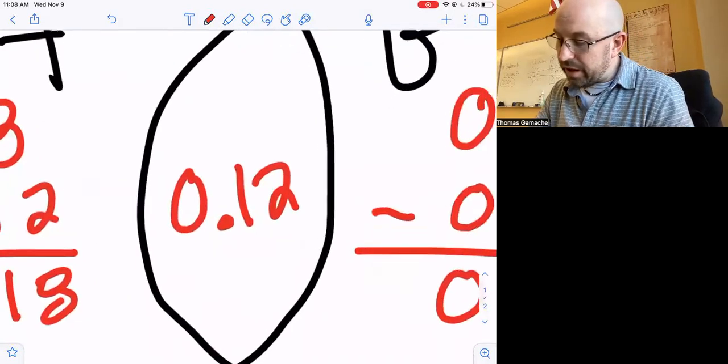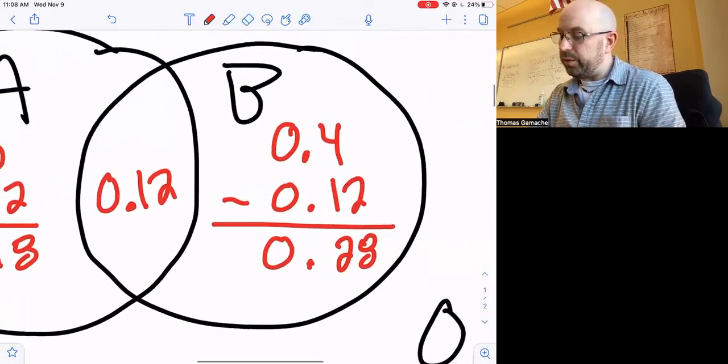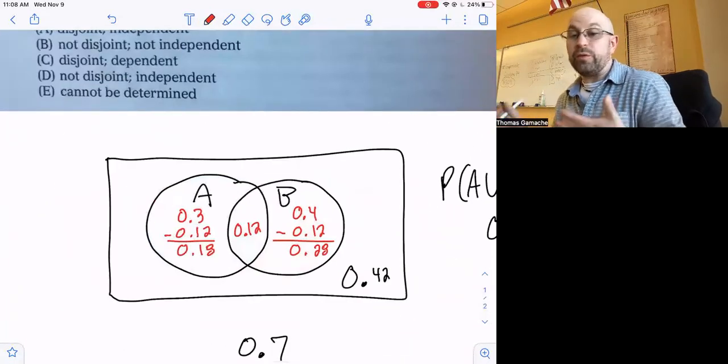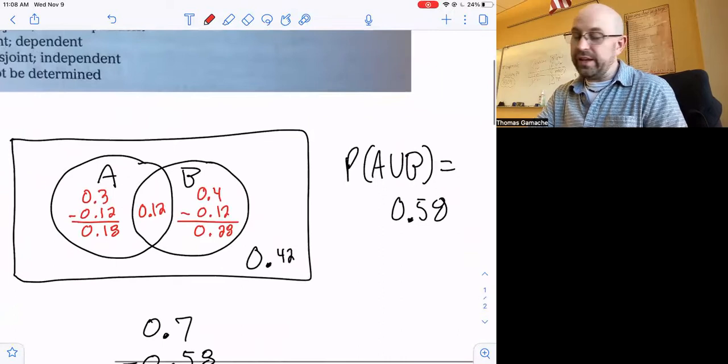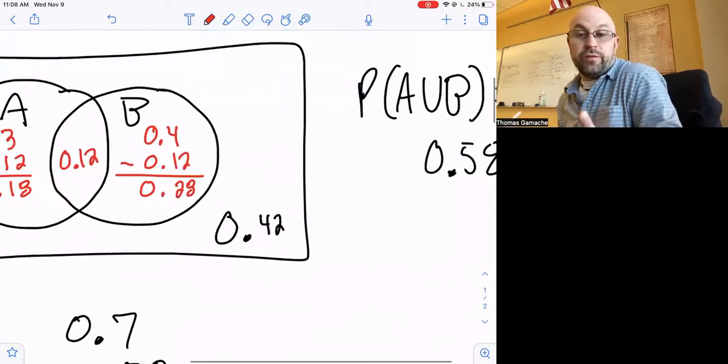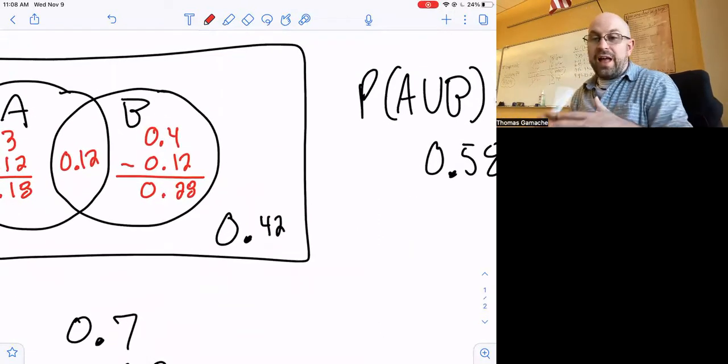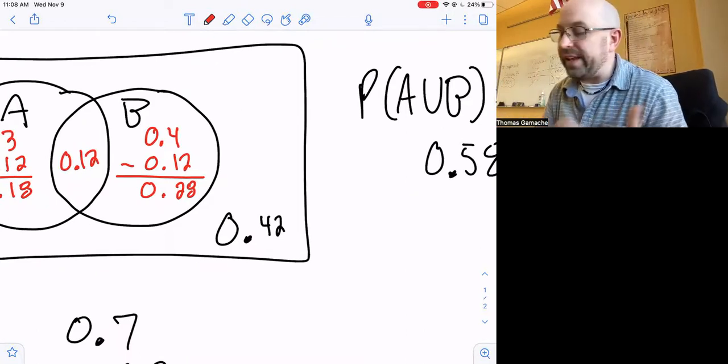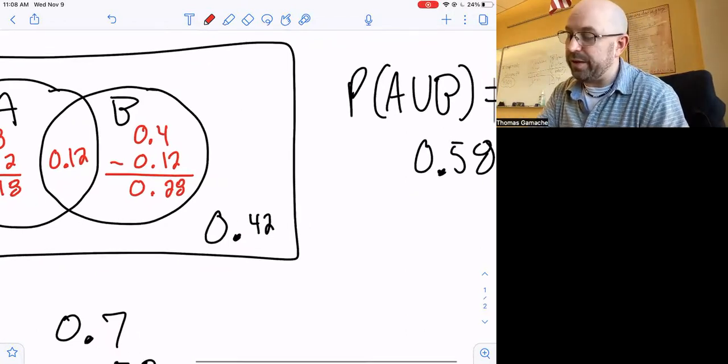If I add all these up, 0.18 plus 0.12 plus 0.28, I get 0.58, which makes sense because as you'll see right here, 0.42, that's the probability of it not happening at all. So if I add those up, I get 1, which is what I want for my sample space.